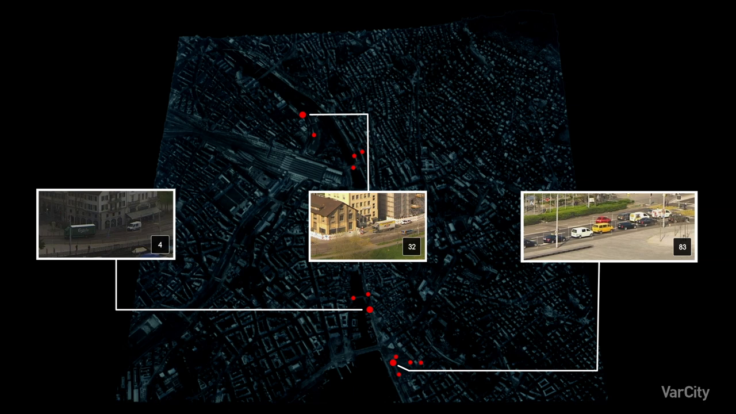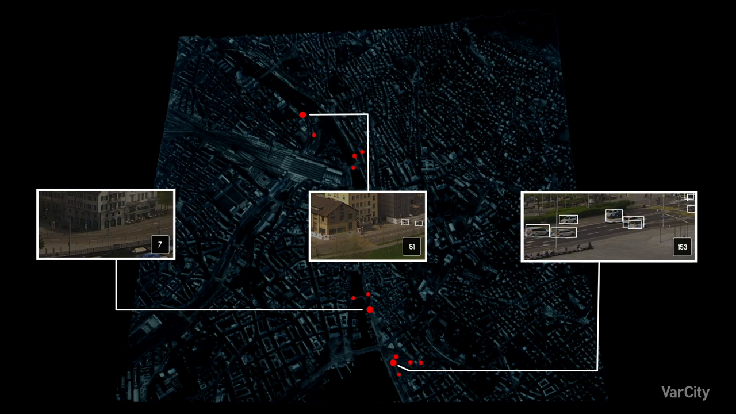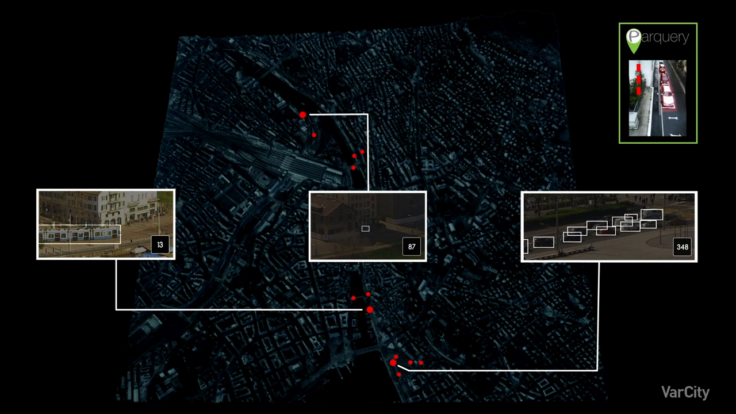In this example, we exploit the footage of 13 different cameras from which we analyze traffic and identify parked cars at any time. In our project, we detect and count the vehicles and store this number with corresponding timestamps and locations. This data is exploited by our spin-off company, ParkQuery, which provides real-time parking monitoring solutions based on camera footage.